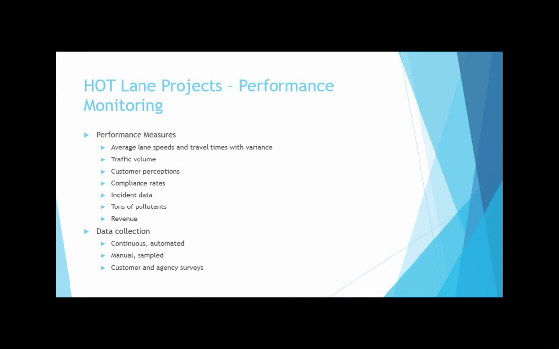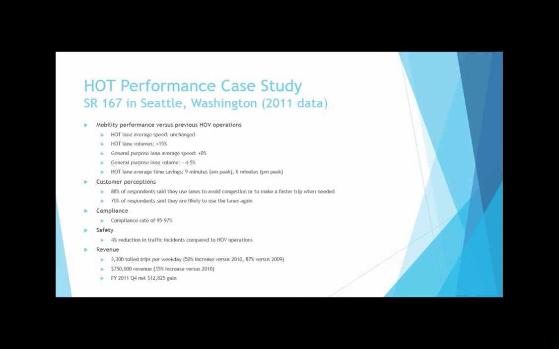Data can be collected several ways. There can be continuously and automatically collected data, which is especially feasible when there's video tolling in place and things like that. There can also be manual sample data for special kinds of performance measures. And then customer and agency surveys are also important when measuring customer perceptions. So here's an example of a performance monitoring situation. I chose the SR 167 in Seattle.